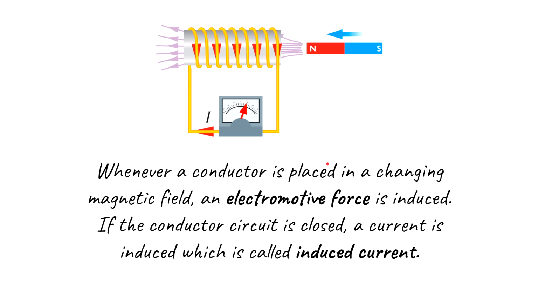From the previous lesson we concluded that whenever a conductor is placed in a changing magnetic field, an electromotive force is induced. If the conductor circuit is closed, a current is induced, which is called induced current. This formulation is called Faraday's first law of induction. Faraday's second law of induction is about expressing EMF in the form of an equation.